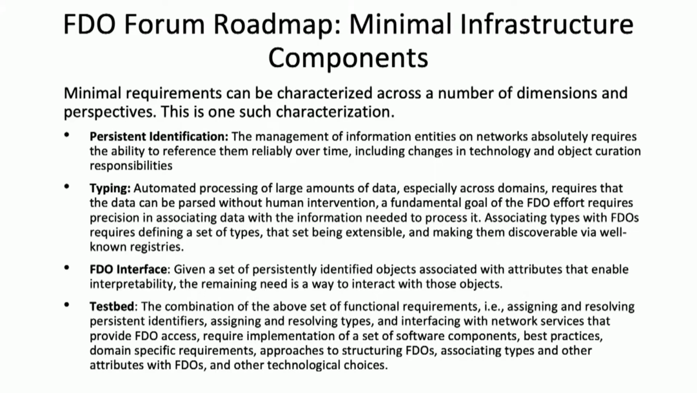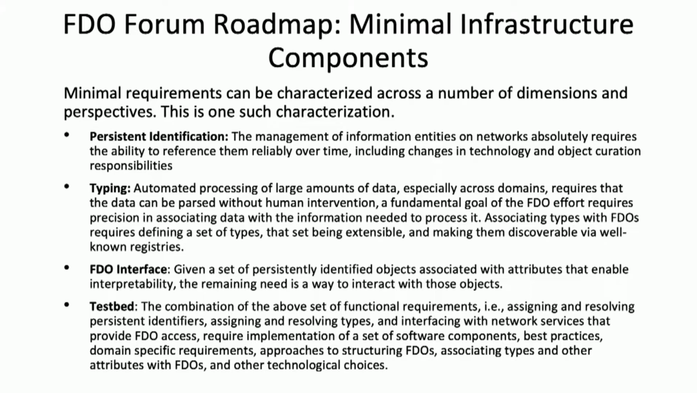Typing, which is to say characterization of the data. If we're going to have automated processing of large amounts of data, especially across domains, we need to have that data parsable without human intervention. That's a fundamental goal of FAIR and of FDO, which follows it. We have to associate the data with the information needed to process it. And we need to have that typing information, that characterization, available in well-known sets of types. Ideally, that would be bootstrappable. I don't expect that to happen anytime soon. But it is at least the case that if an object is of a certain type, I know what I can do with it.